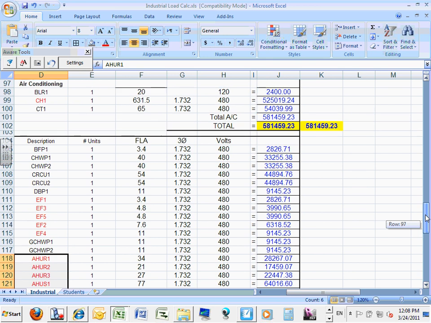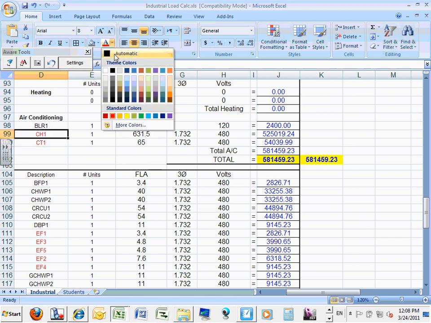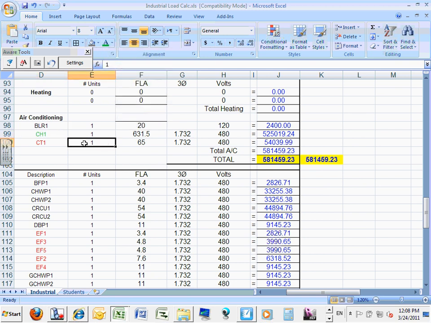All air handling units are in two. That's about it. And also the cooling tower. The cooling tower is in two. The chiller, I'm going to make it green here. You know why I made the chiller green? Because the chiller is fed directly from a switch gear. Cooling tower, I don't think the cooling tower is fed directly from a switch gear.